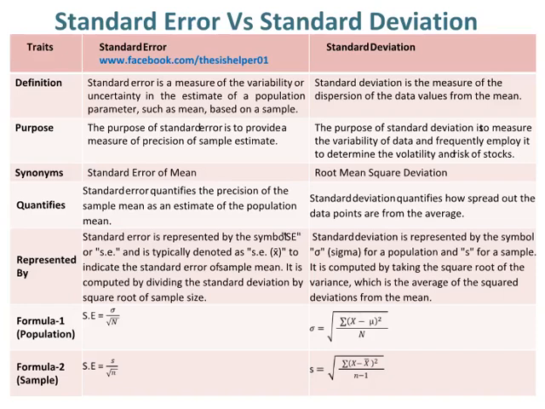Formula 1 of population regarding standard error and standard deviation are given for comparison for ungrouped data. Formula 2 of sample regarding standard error and standard deviation are given for comparison for ungrouped data.